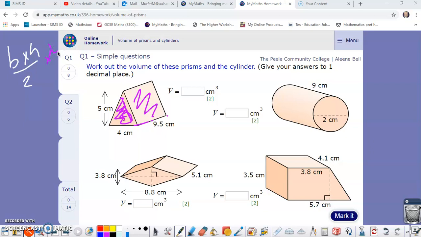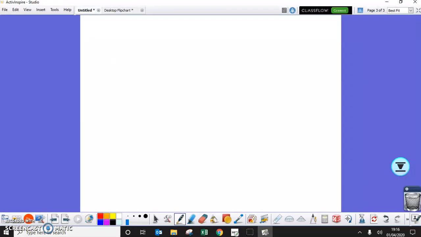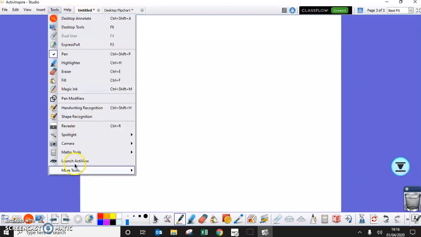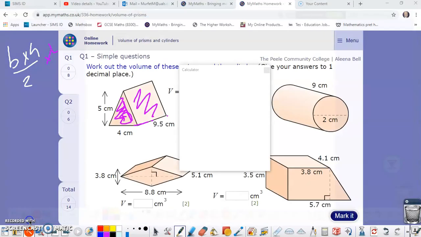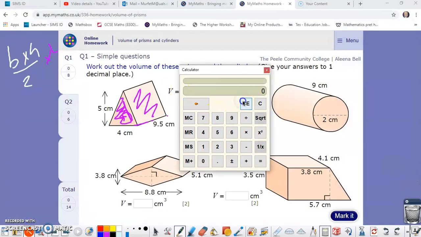Okay, so I'm just going to bring up the calculator. So we've got 5 times 4 divided by 2 gives me 10. So the area of the end is 10. And I'm going to times it by 9.5.